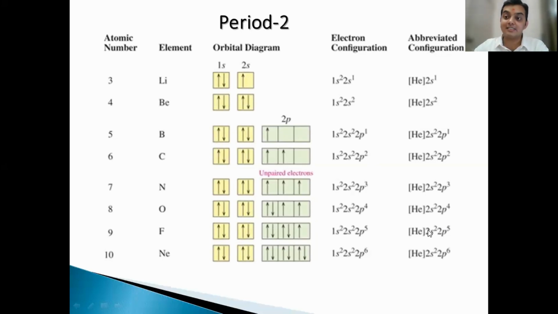Because the capacity of 2s is only 2 and the capacity of p is 6, instead of 6 it can go 5. So 2s2, 2p5. Similarly here it will be 2s2, 2p6 because it is neon. Let's go further. I hope you're getting it.